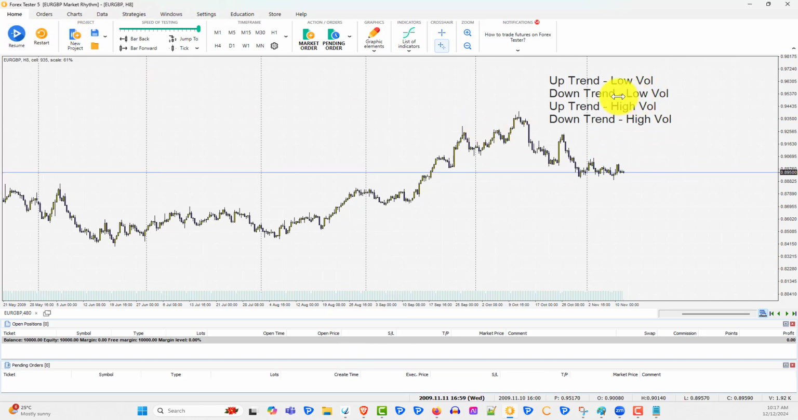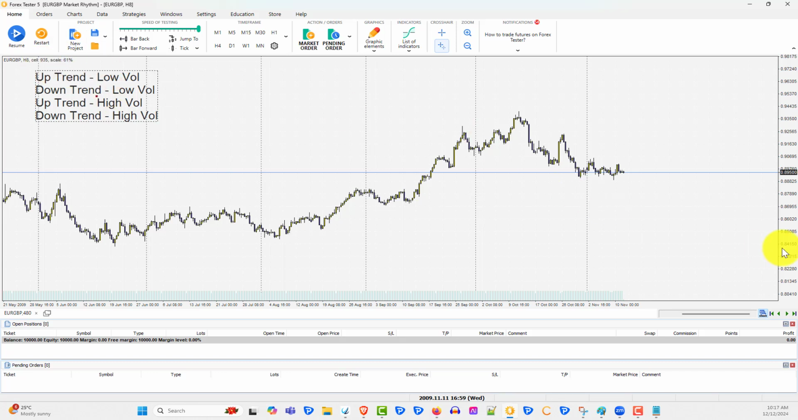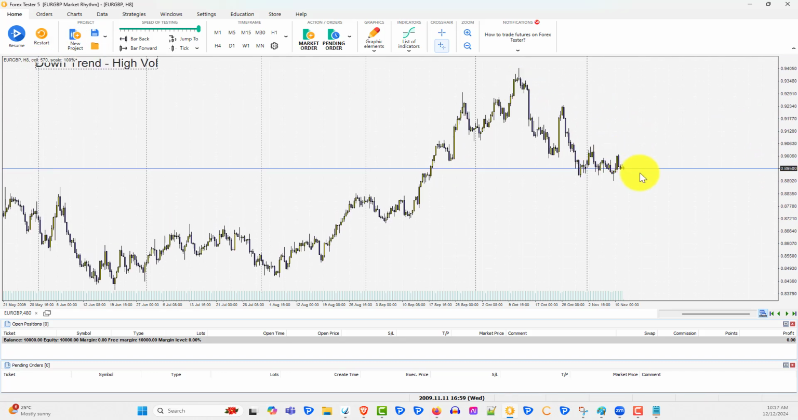So let's look at this chart right now. This is the Euro Pound 8-hour chart. What's going on right now? Anyone? What are we seeing in the current market from here to here? What's happening? What's happening is the market, yes, exactly.